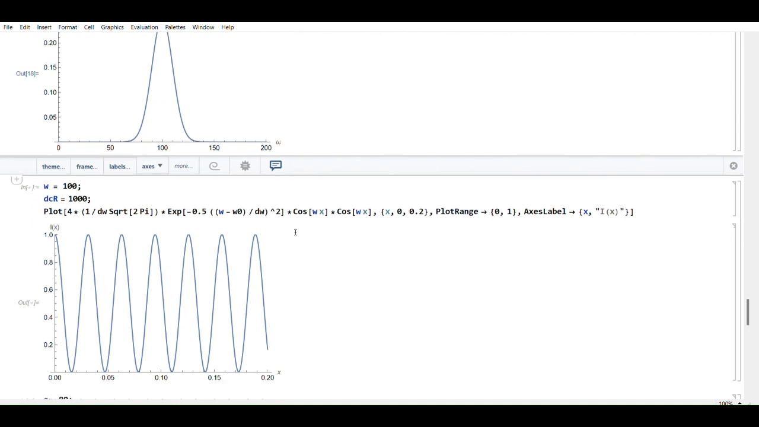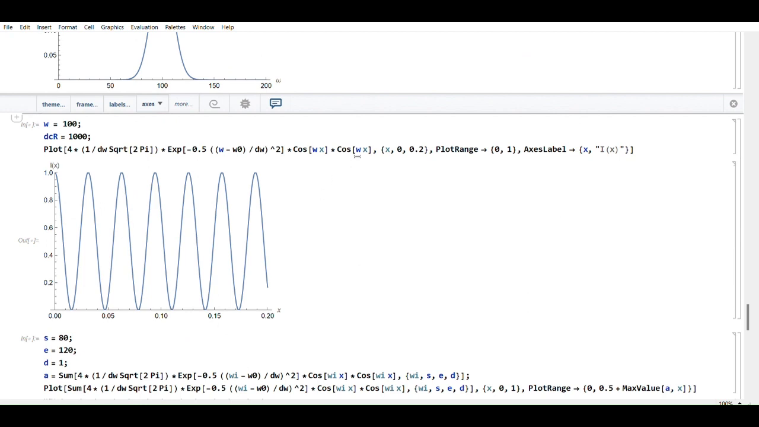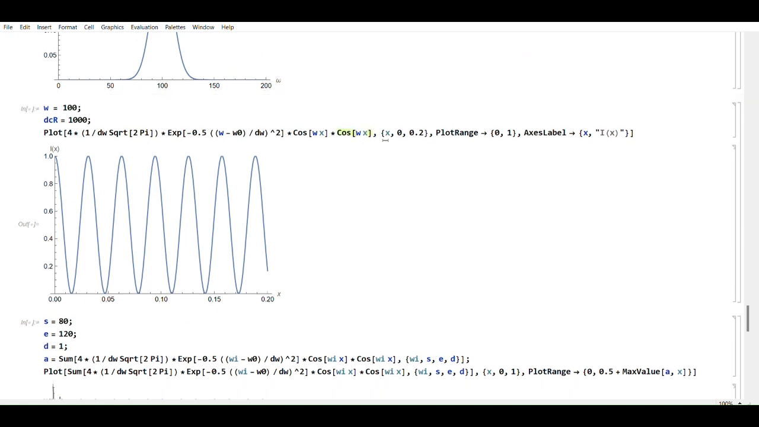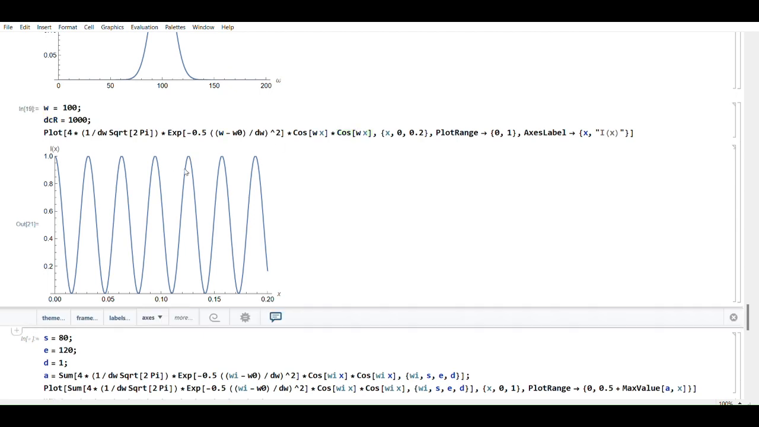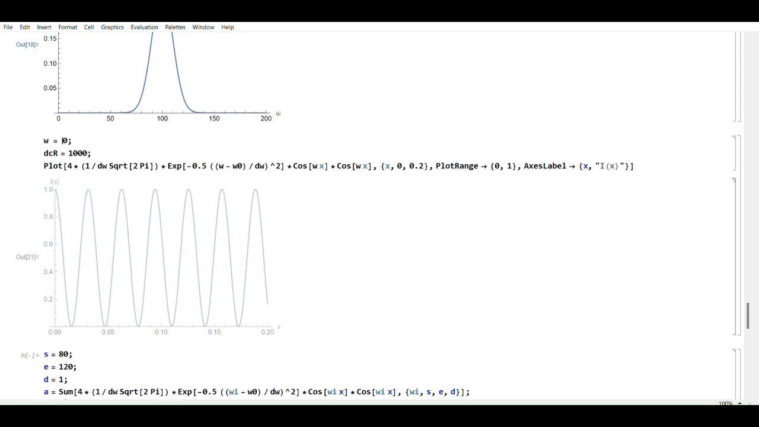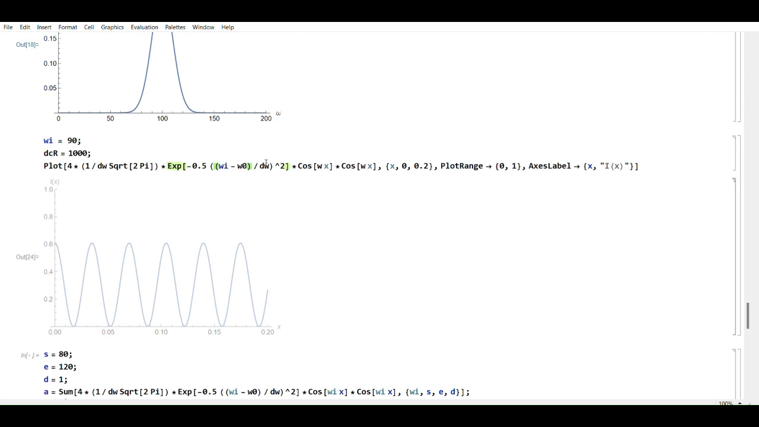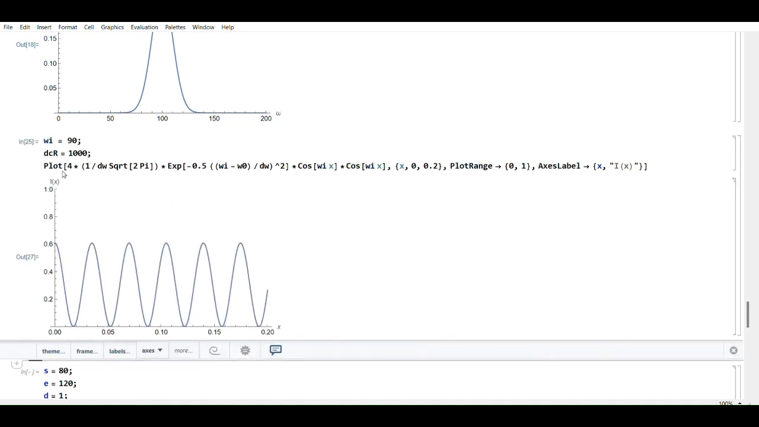Next, let us look at the intensity plots for each specific frequency. So here, this is for omega equals 100, which is the same as omega naught. That's why the amplitude is going all the way up to 1. If I change this omega, this is omega I essentially. See, it goes down. Let me call it omega I so that there is no confusion. In our notation, this omega over here is omega I.